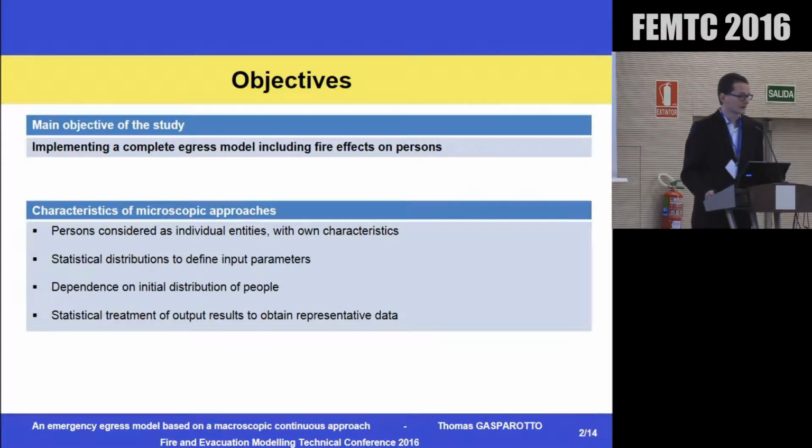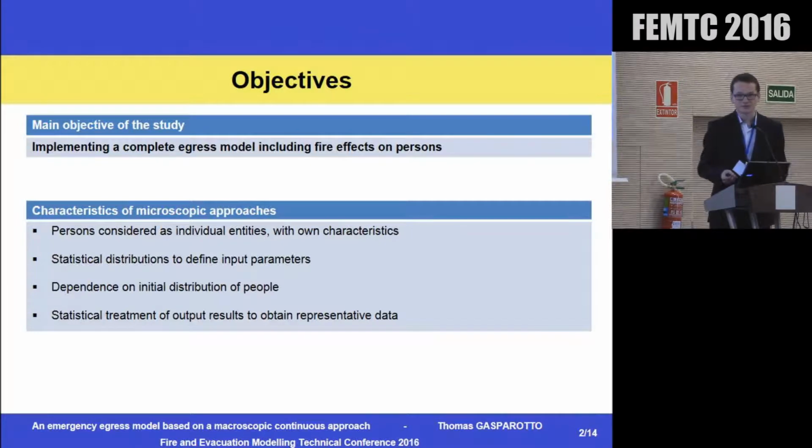A lot of numerical tools have already been developed to simulate evacuation of buildings, and most of them, such as agent-based model or social force models, are based on a microscopic approach, in the sense that persons are considered as individual entities with own characteristics and whose respective motion is governed by different laws. So these types of model generally provide output data which are significant for a particular initial distribution of persons with input parameters defined thanks to statistical distribution.